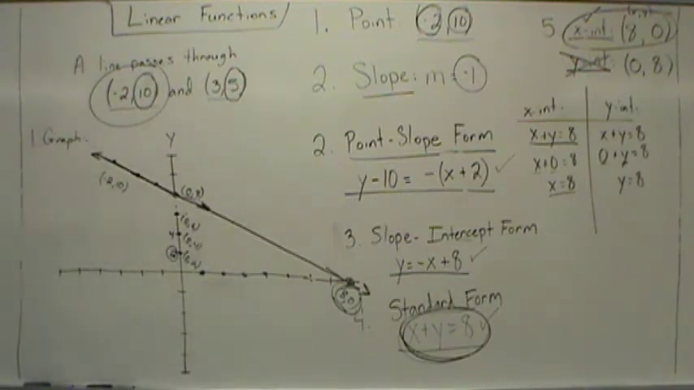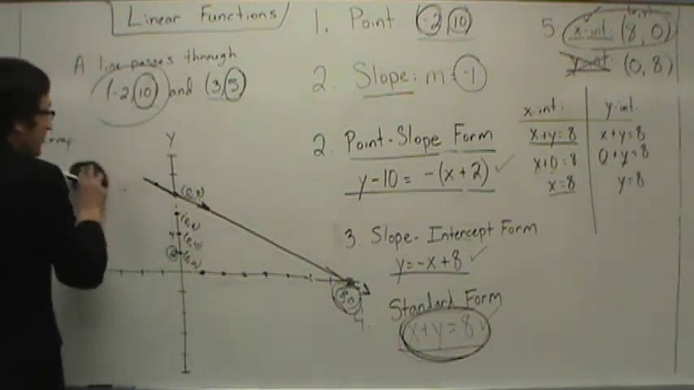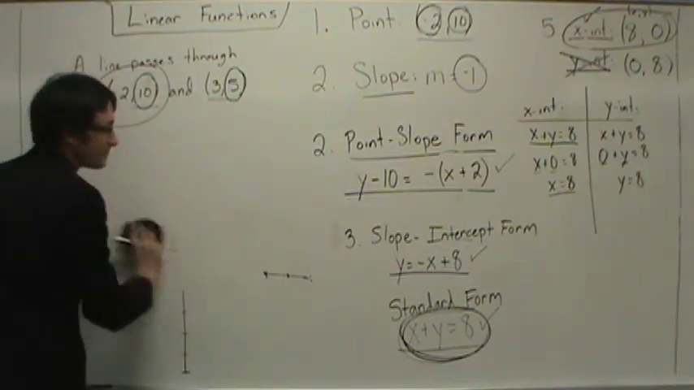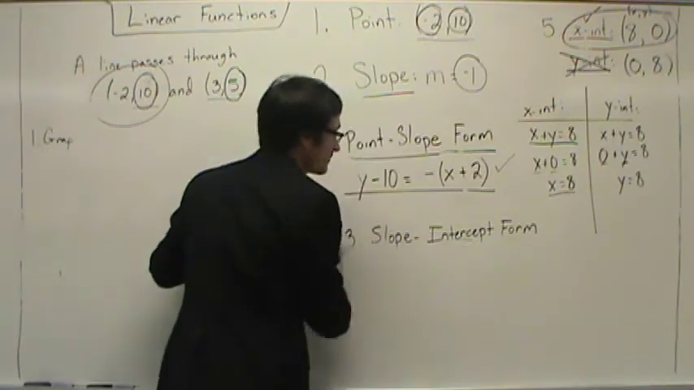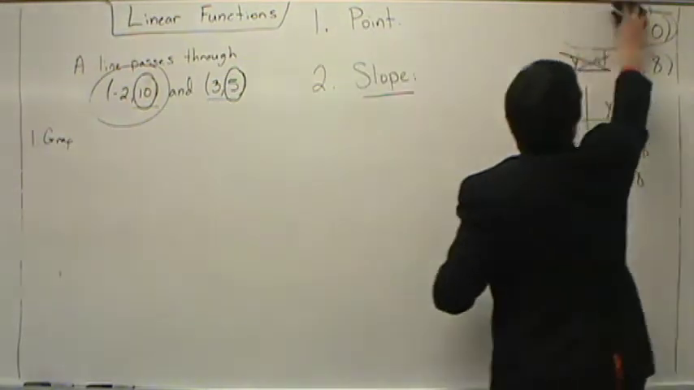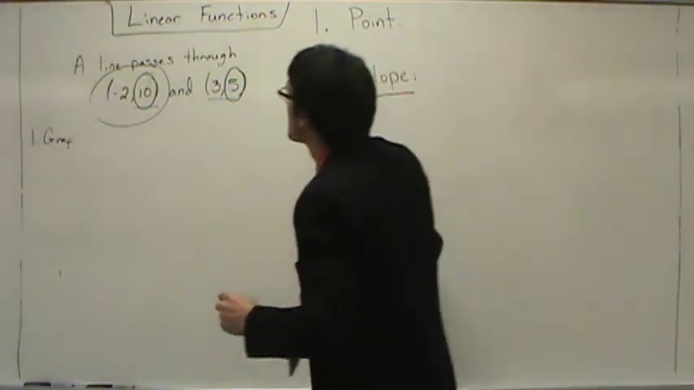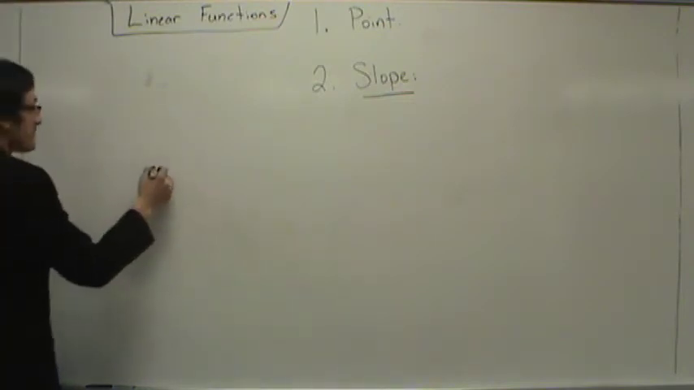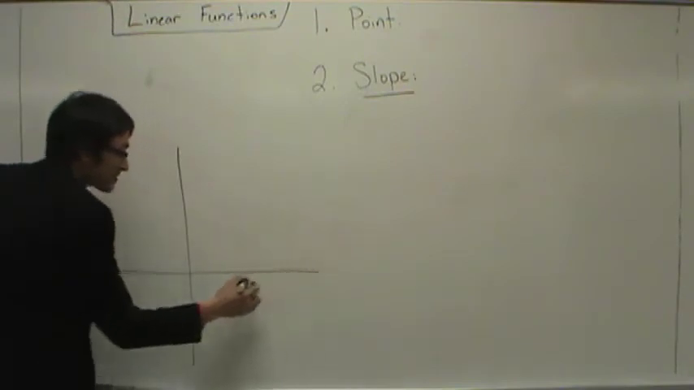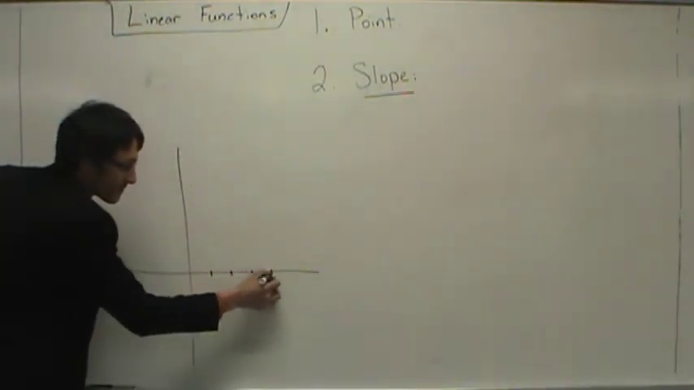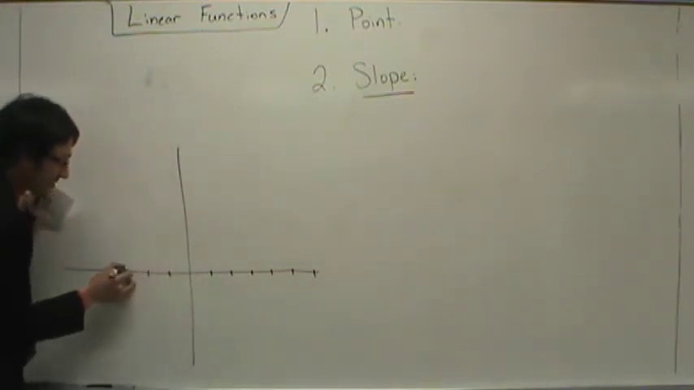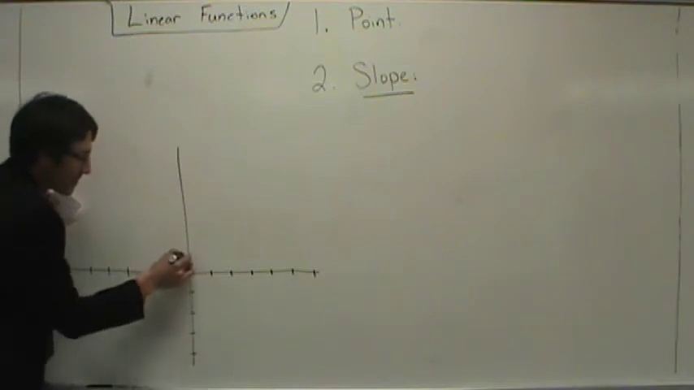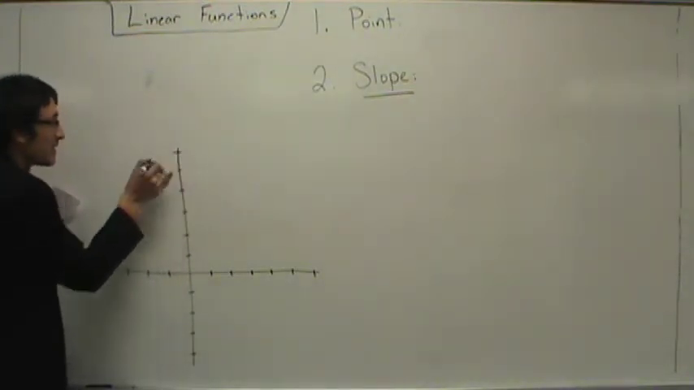Now, the next problem says... I'm going to erase all of this. Here, I'm just going to draw a new graph. Let's do the whole thing over. Just redraw a graph. On your graph paper, you don't have to pause the video. Just make a graph while I'm drawing a graph. I think 6x6 is enough, probably. Maybe I might be wrong on that, but I think 6x6 would be enough. Okay, so a line passes through.